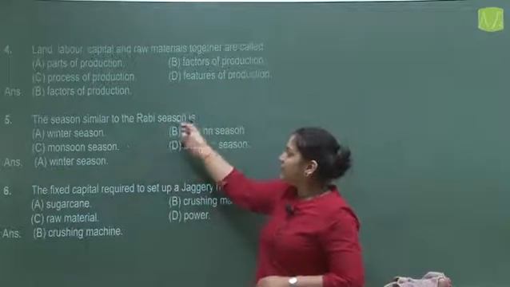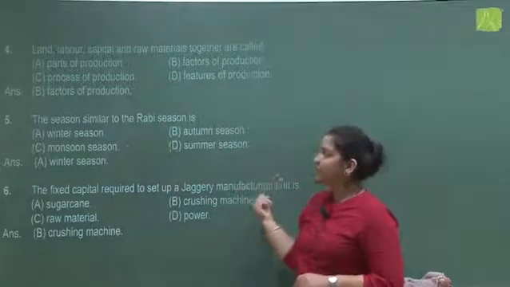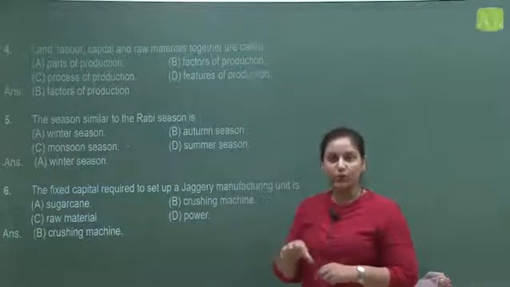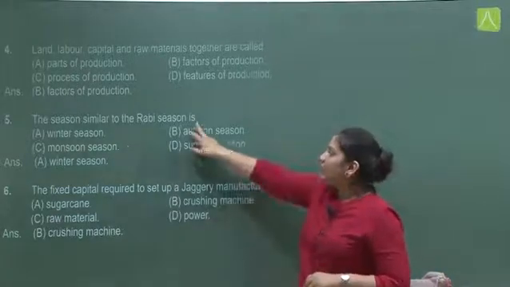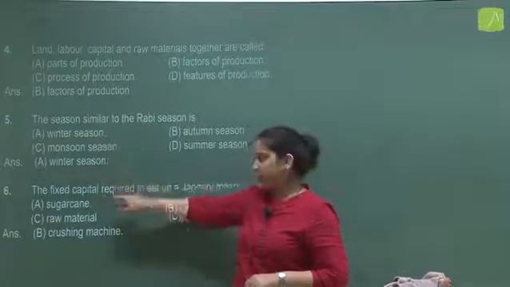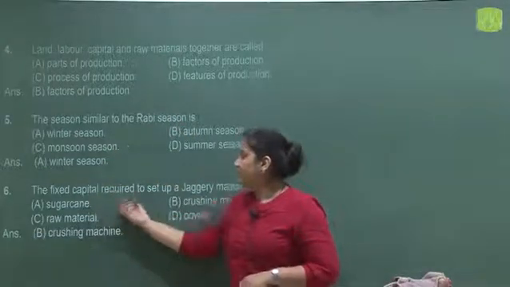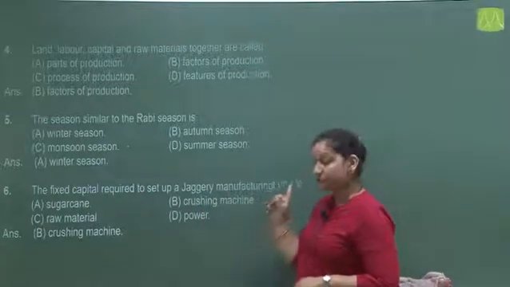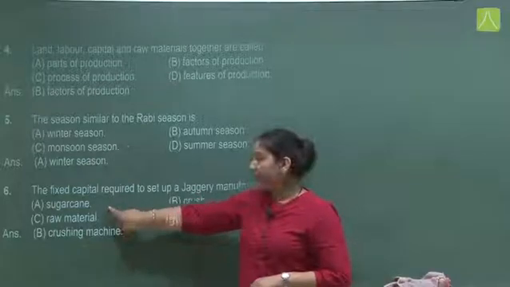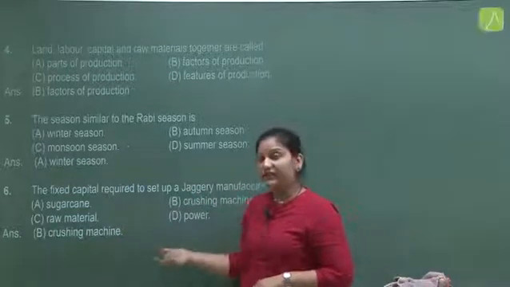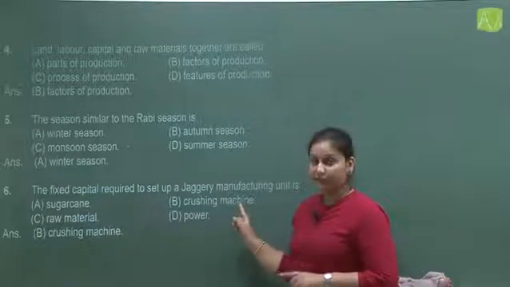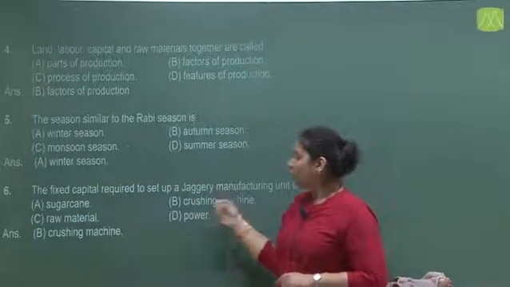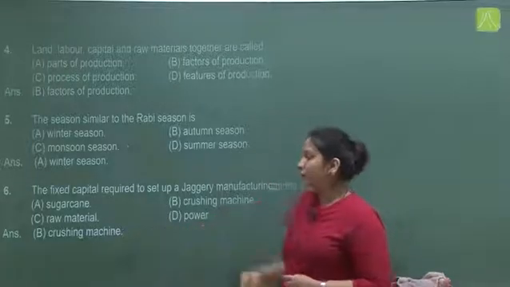The season which is similar to Rabi season is known as winter season. The reason is because the seeds are sown during the months of winter. So we relate this season to winter season. The next question, fixed capital required to set up a jaggery manufacturing unit is. Sugarcane is definitely a working capital. Raw material is a working capital. Crushing machine is definitely a fixed capital and power is required. So crushing machine is the suitable answer, option B.